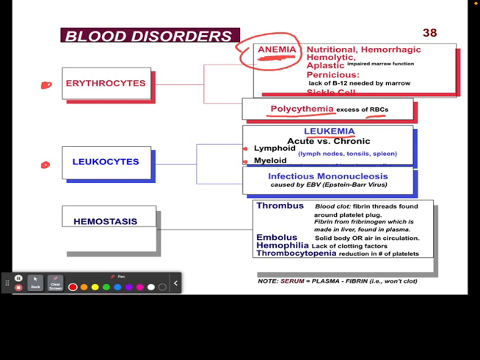Another white blood cell disorder that you may be familiar with is mononucleosis, which is also known as mono. And this is caused by the Epstein-Barr virus.